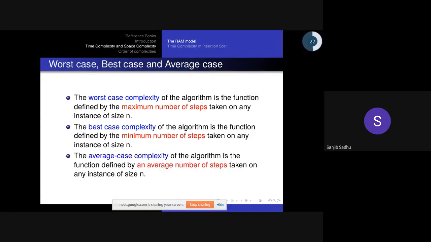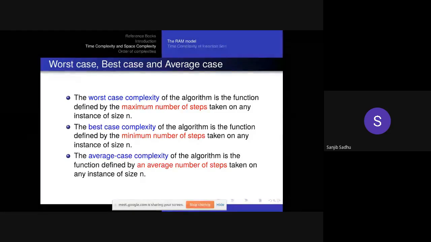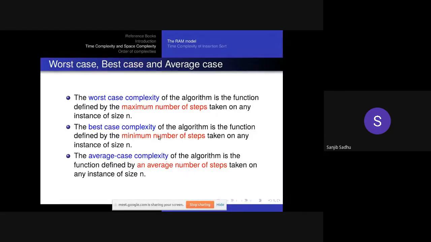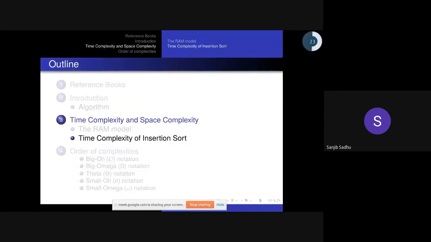And the average case. Average case means every time you execute the algorithm with a different key value. So what will be the order of time complexity to search that element on average? It is the function defined by the average number of steps taken on any input size. So these are the definitions of worst case, best case, and average case complexity.